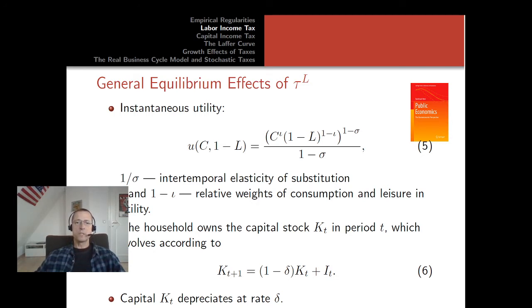Iota and 1 minus iota are the relative weights of consumption and leisure in utility. The household accumulates capital stock K_{t+1}. It increases with investment I_t, which will be equal to savings, and capital depreciates at the rate delta, which reduces our capital stock.